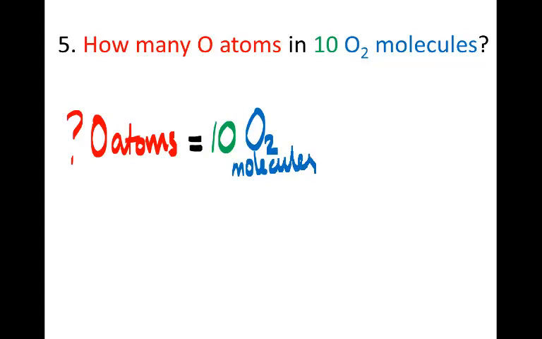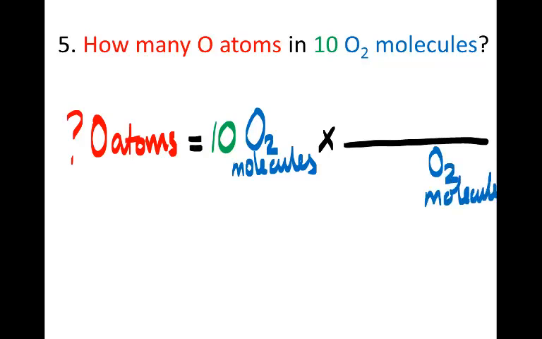We don't actually have to write atoms and molecules because O can only be atoms and O2 can only be molecules. But note, we're not speaking about moles atoms or moles molecules. We're speaking about atoms and molecules. So we need to multiply this by a conversion factor which has O2, in other words, molecules, at the bottom to cancel away the given unit, and O atoms at the top to introduce the required unit.